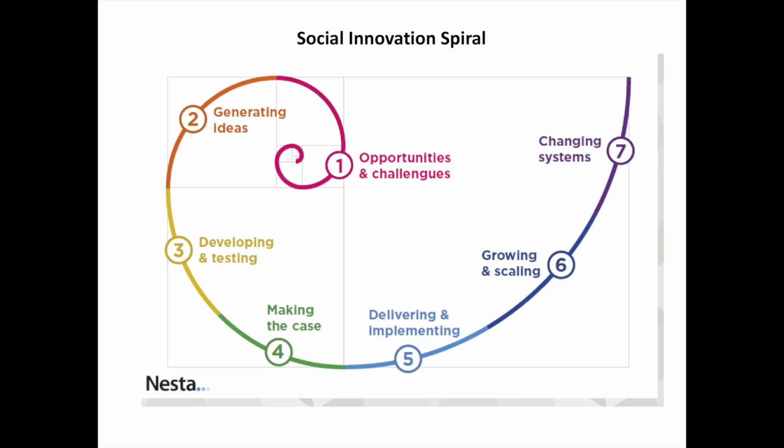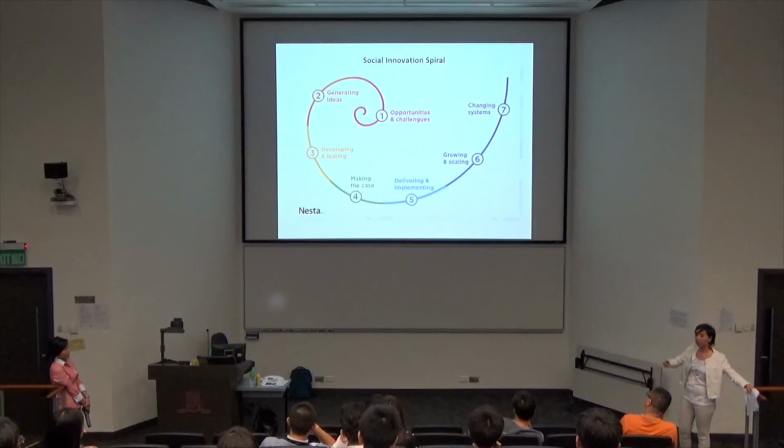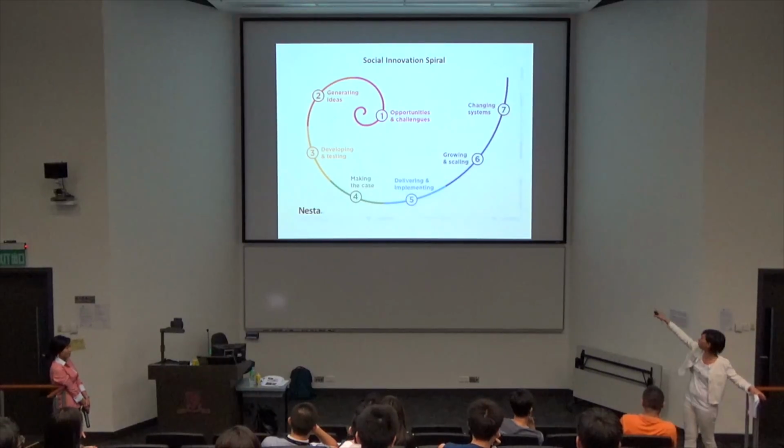To have a complete picture of social innovation, they usually go through 7 stages. It starts with opportunities and challenges. That is part 1 of today, where we'll look at social issues, because every problem presents an opportunity for you to solve.